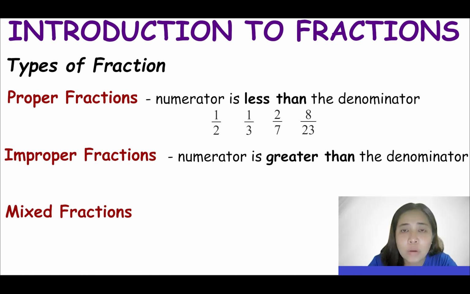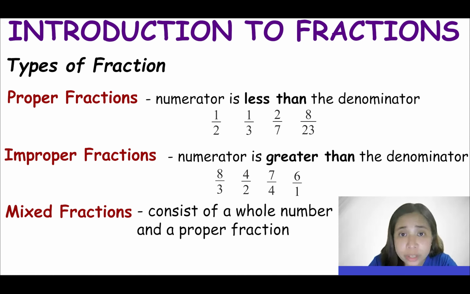Sa improper fractions naman, mas mataas yung numerator kaysa sa denominator. Okay, so, for example, 8/3, 4/2, 7/4, 6/1. Ang mixed fraction naman ay may kasamang isang whole number at isang proper fraction.